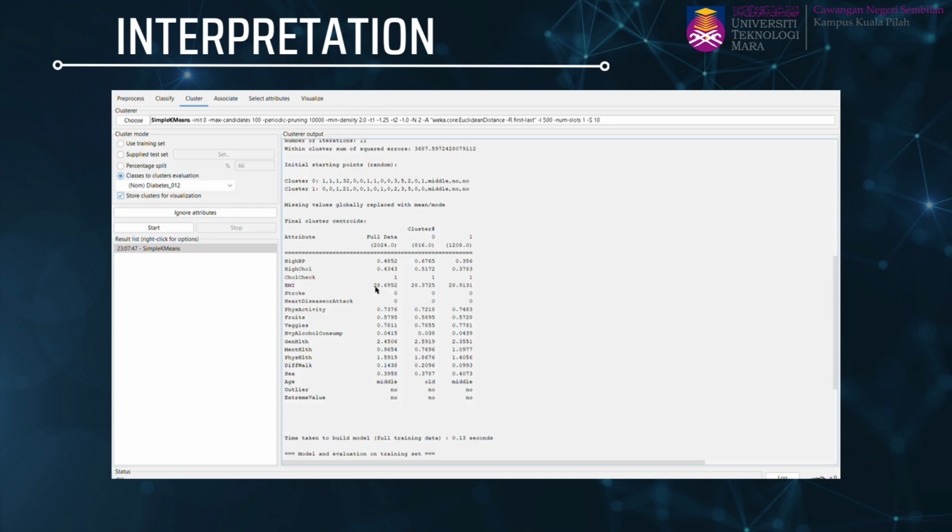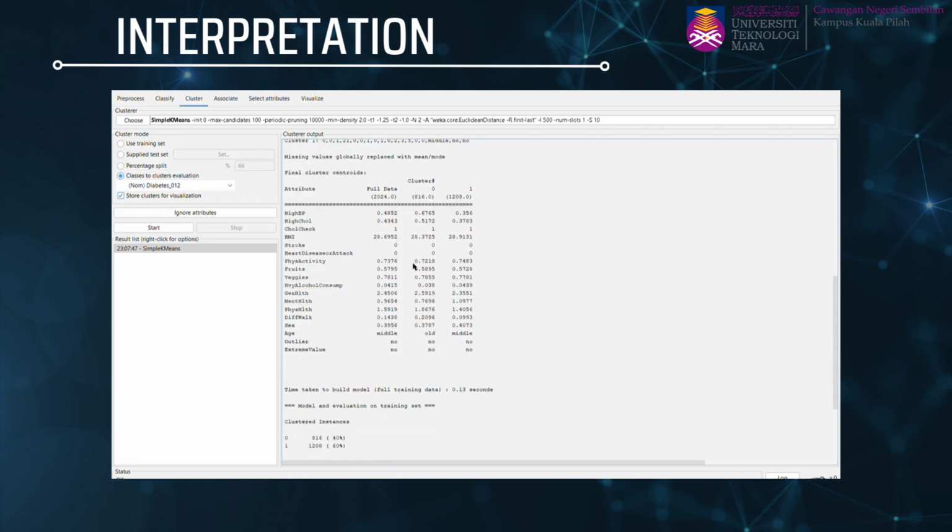And another example is on the full data we have 28.6952. In cluster 1 we have 28.3725, which is lower, which means that their BMI is lower. They have low BMI compared to cluster 1, which has 28.9131, which is higher than the full data, which means that they are overweight, which is above the normal BMI.